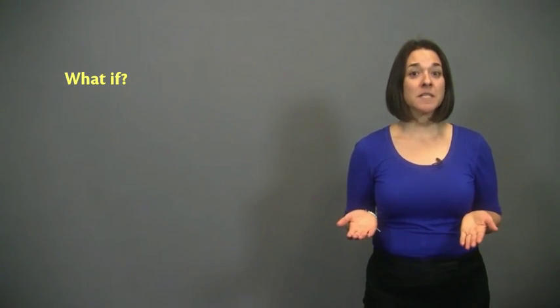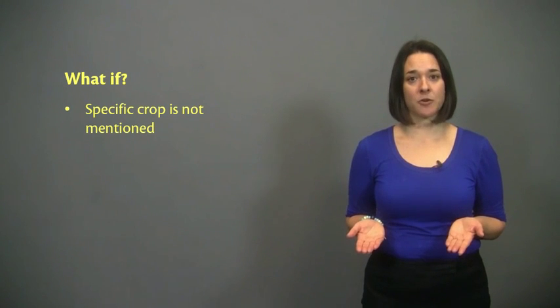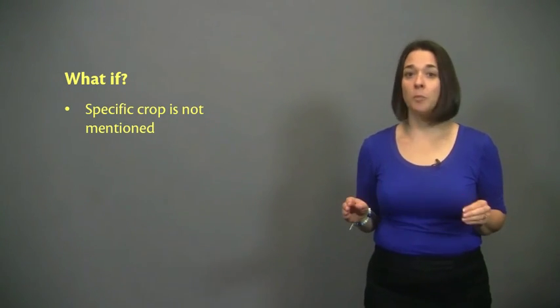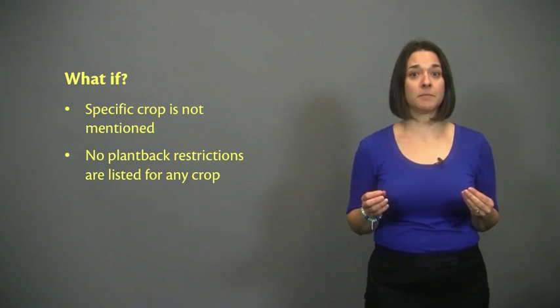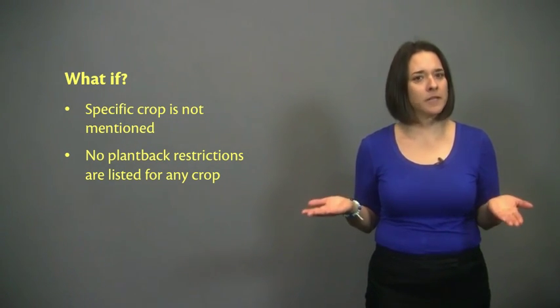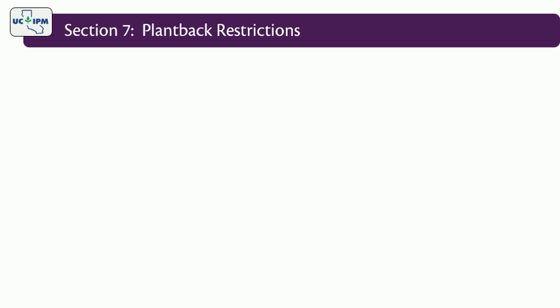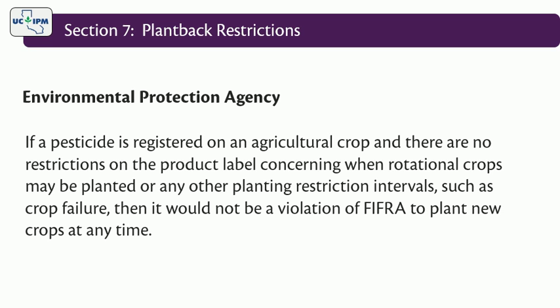What happens if the specific crop is not mentioned in the plantback restrictions on the label, or when no plantback restrictions are given for any crop? Can it be assumed that no plantback restrictions apply? According to EPA, if a pesticide is registered on an agricultural crop and there are no restrictions on the product label concerning when rotational crops may be planted or any other planting restrictions intervals, such as a crop failure, then it would not be a violation of FIFRA to plant new crops at any time.